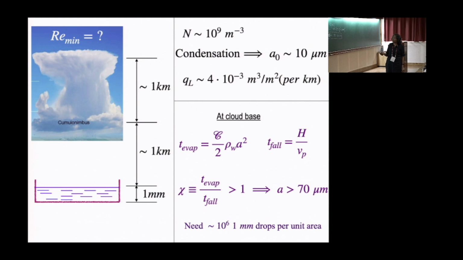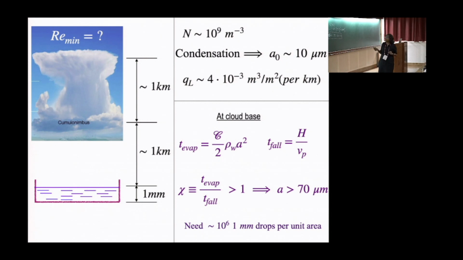And to pin our thoughts, we are saying that the cloud base is 1 kilometer above the earth. So this is obviously not to scale. It's millimeter and kilometer. Okay, so in a monsoon cloud or a very convective cloud, you have about 10 to the 9 droplets per meter cube. So this is a very high number density of droplets. And by condensation, because the surroundings in a cloud are supersaturated, all the droplets are going to become about 10 microns big. They're going to grow till 10 micron, and after that, the condensation is not going to help them grow big.